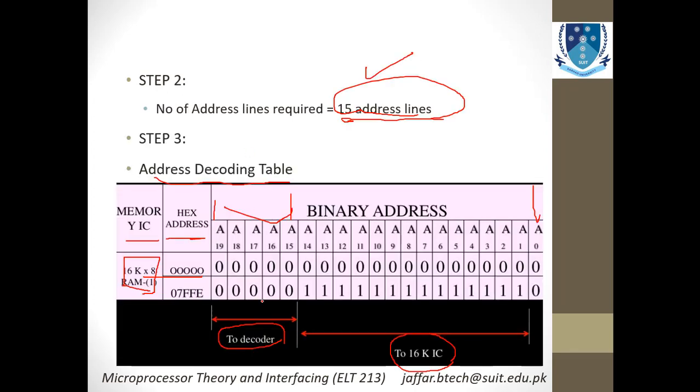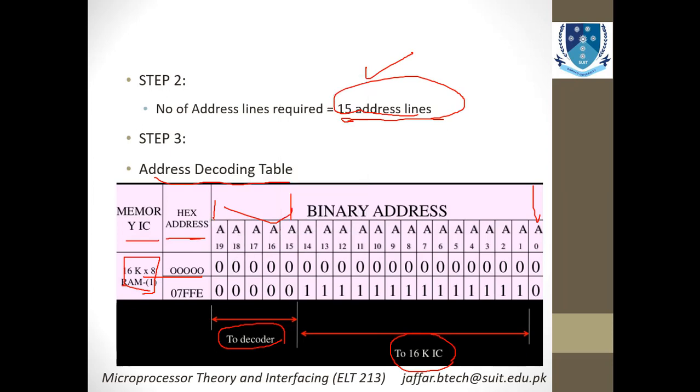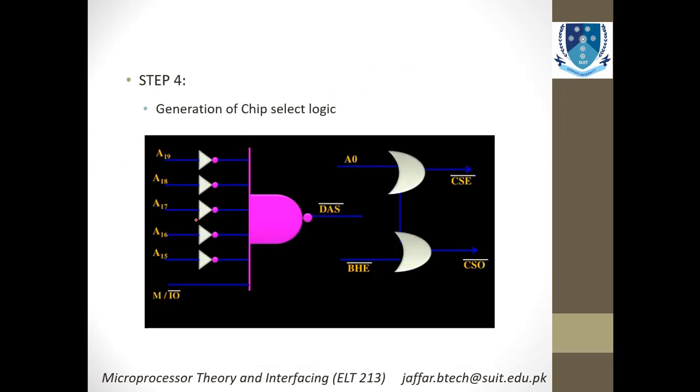And the last thing is the remaining lines. I have told you that the remaining lines will be used to generate the chip select logic. So you see that A15 to A19 will be used for the generation of chip select logic. So these lines will be used as the CS logic generator.